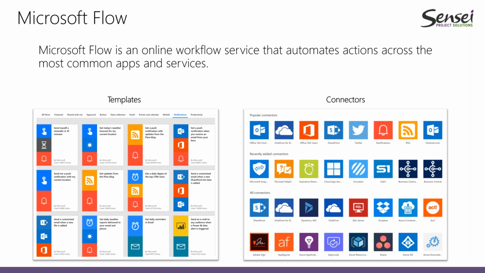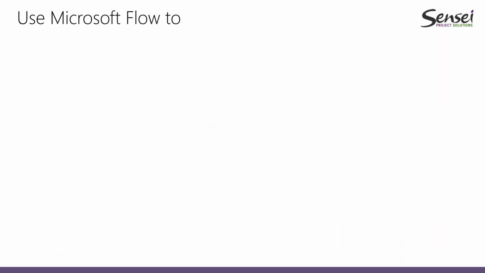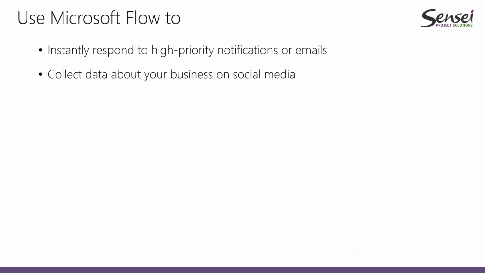So just for you to know, as of today, Flow connects to more than 220 services, and in between then I could mention SharePoint, OneDrive, Dropbox, Dynamics, SQL Server, Project Online, Power BI, and much more. With Flow, we can instantly respond to high priority notifications. We can do things such as collect data about our businesses.